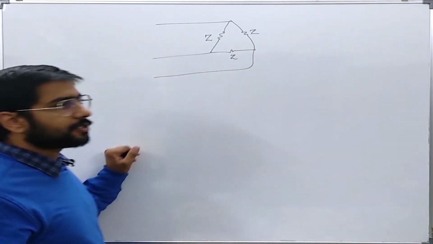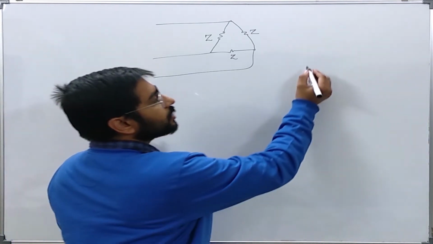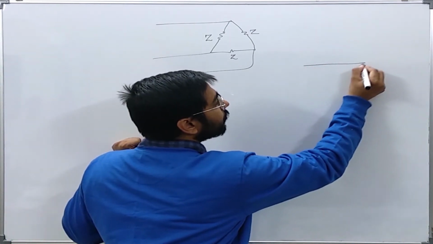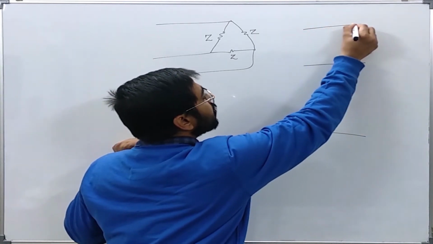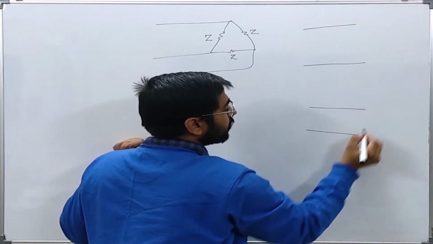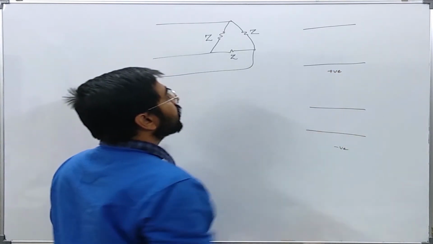This is a three-phase system. Now, for a three-phase system, for positive sequence and negative sequence network, we have reference as neutral. Let us say this is the line, this is the line, this is negative sequence and this is positive sequence.